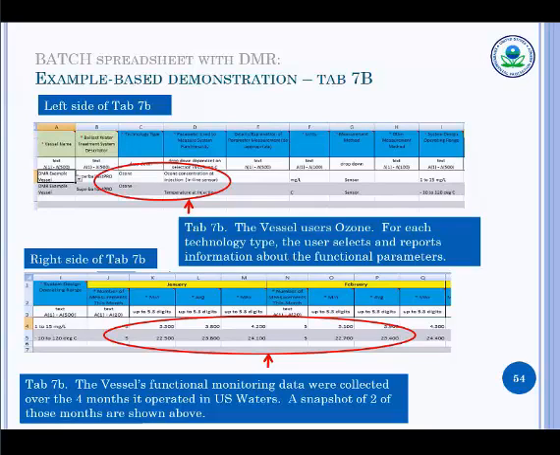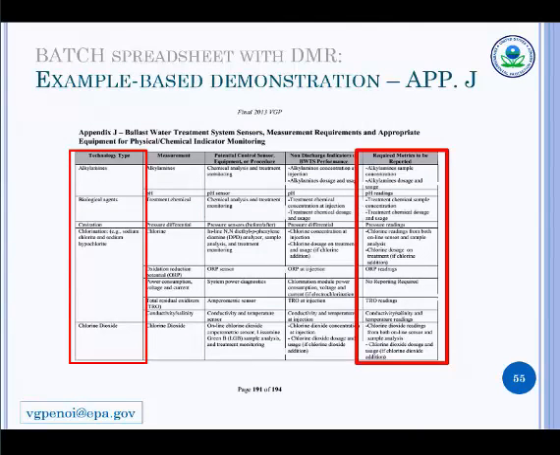So here in column C, you'll identify the technology type from a drop-down list consistent with the technologies identified in tab 3B. The type of treatment that you use dictates what parameters you must measure to demonstrate system functionality. The list of parameters for each treatment type is presented in Appendix J of the permit. So before we go through the rest of 7B, let's take a look at Appendix J.